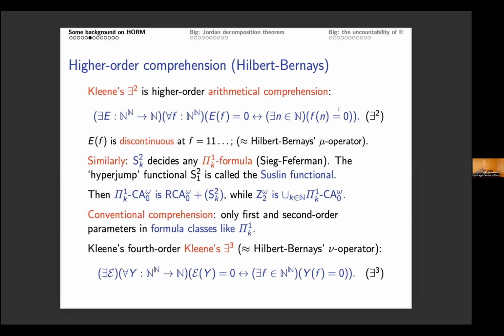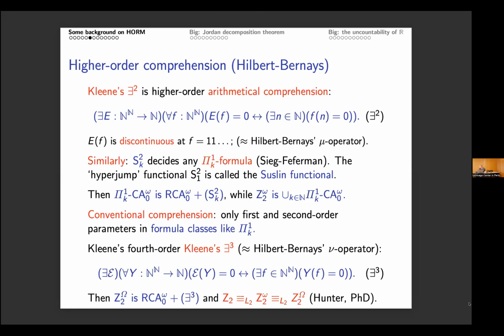So Hilbert and Bernays formalize most of their math in system H. And they use this nu operator, which is essentially Kleene's fourth order E3. So it can decide whether this third order object has a 0 or not. Here we have a quantifier over Baire space, and it just gets removed. So this gives you full second order arithmetic in one fell swoop. E3 can decide any formula with a quantifier over Baire space.